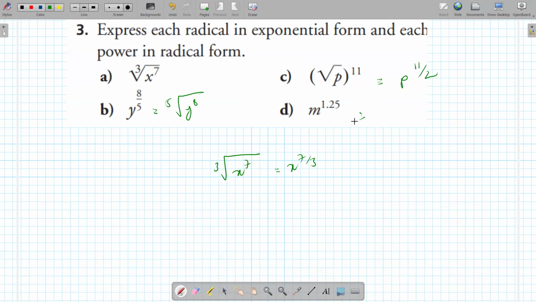It's pretty simple. Maybe it's not that simple. I guess the question is, what is 1.25 as a fraction? Okay, here, let me show you. What is 1.25 as a fraction? You can rewrite this as 1 plus 1 over 4. Do you agree? What's 1 plus 1 over 4? It's 5 over 4. So you have m to the 5 over 4, which means it's the fourth root of m^5, and you're done.